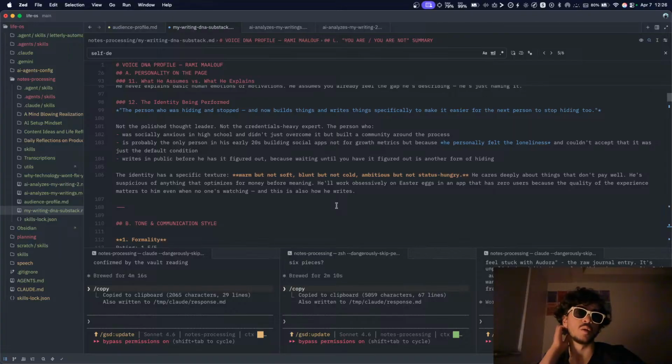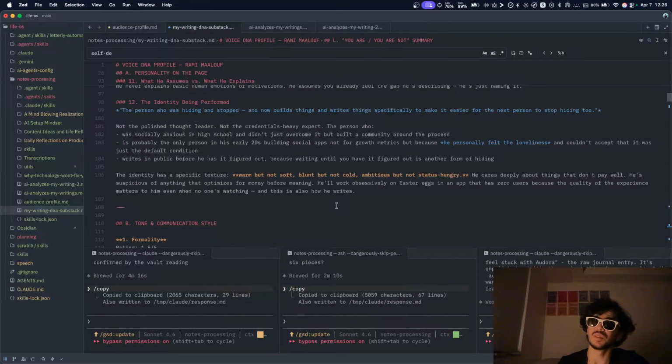Warm but not soft, blunt but not cold, ambitious but not status hungry. He cares deeply about... this feels like star sign symbols and definitions, but hopefully it's not. And it's actually very true for me. He cares deeply about things that don't pay well. What? That's not good. He says he's suspicious of anything that optimizes for money before meaning.